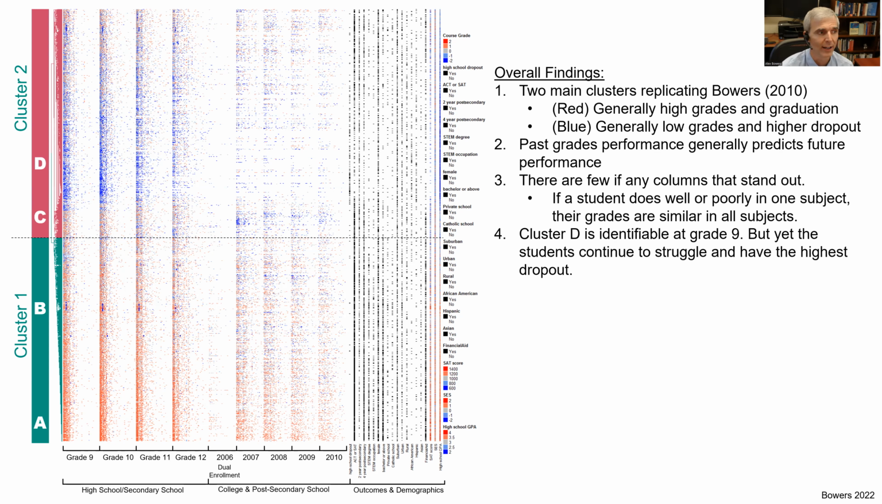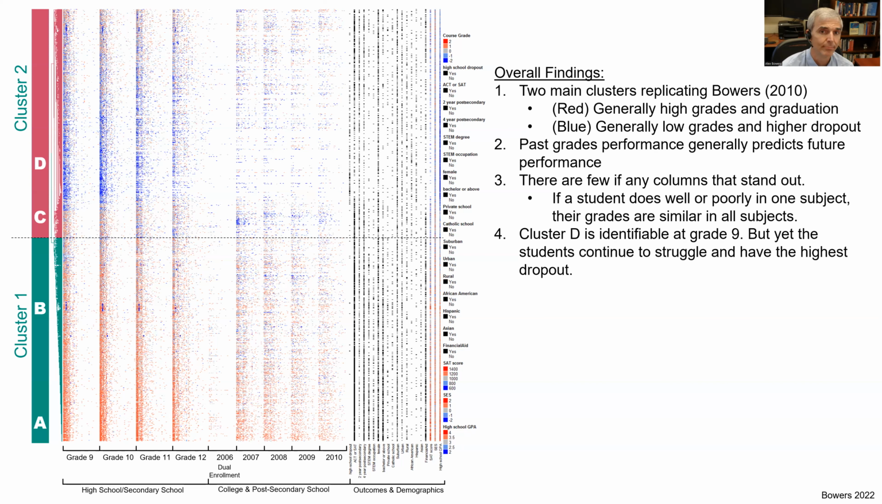But especially for subcluster D, the students get low grades starting in ninth grade and continue to get low grades throughout. Point number three, there are few, if any, columns that stand out. If a student does well or poorly in one subject, their grades are similar in all subjects. We really find that there are no gateway classes. There are not really students who do great in art but fail math. If you do poorly in one class, you're going to do poorly in the other classes.